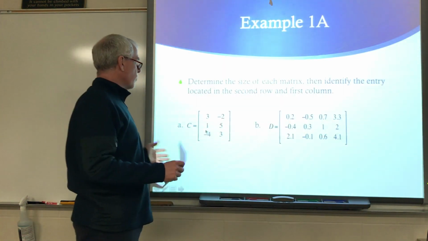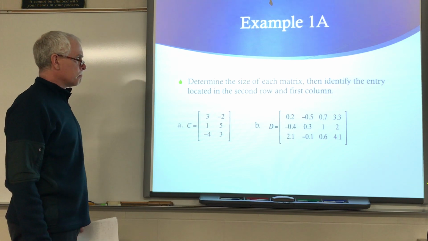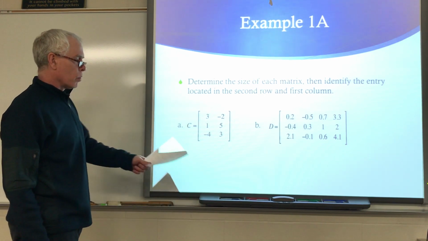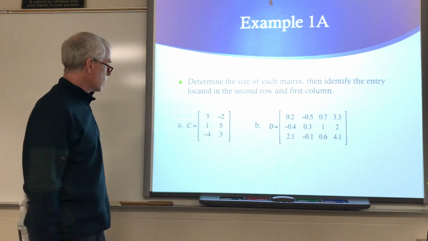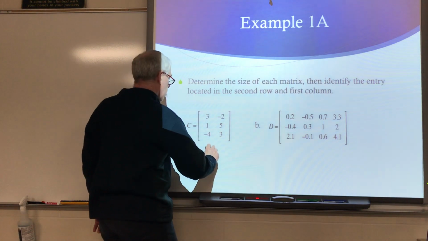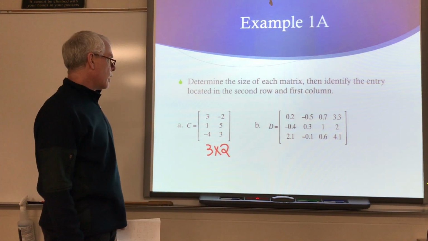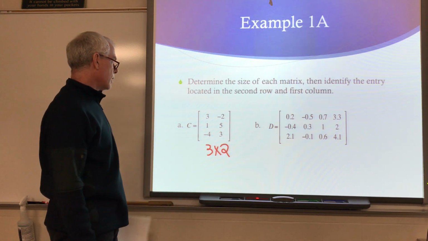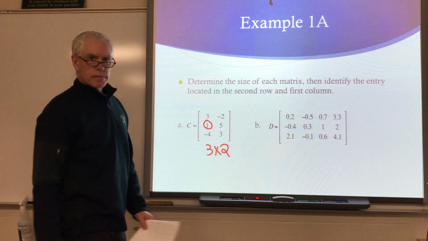So as we go, some of the first stuff's pretty straightforward. Determine the size of each matrix, then identify the entry located in the second row in the first column. So the size is the dimensions, how many rows by how many columns. So this one has 3 rows and 2 columns, so I would call this a 3 by 2 matrix, okay? And then identify the entry located in the second row, first column. That's the number 1, okay?